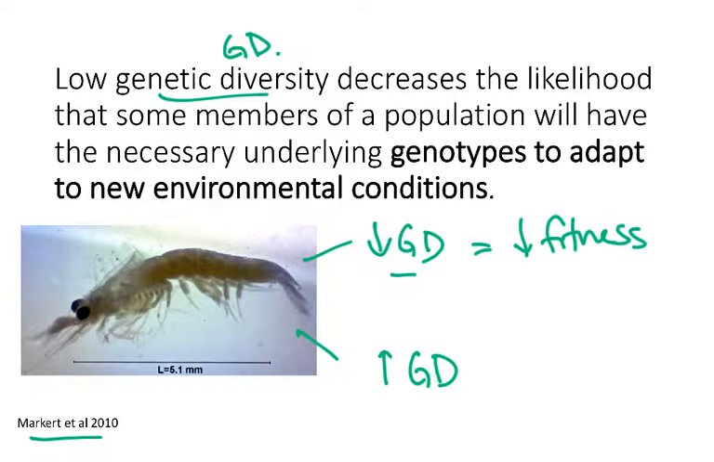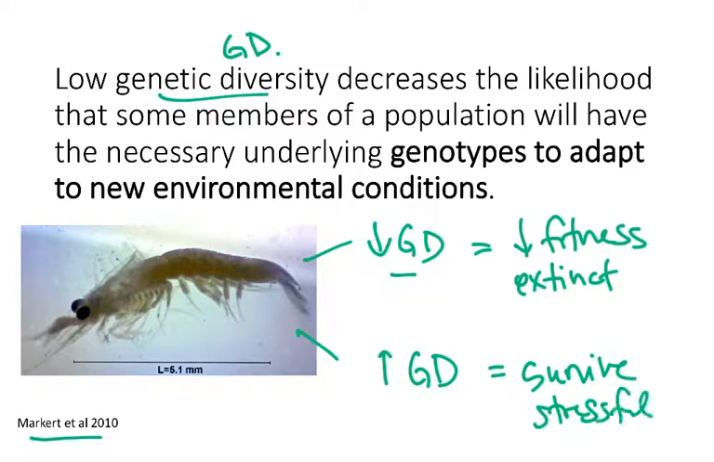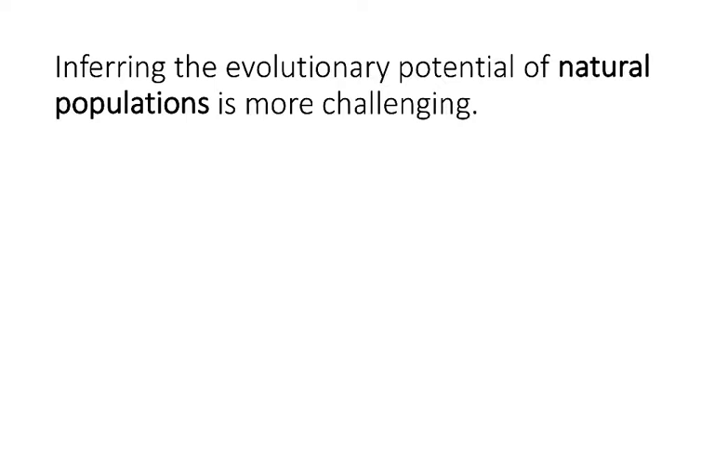and they actually ended up going extinct when the conditions that they were being housed in became stressful. In contrast, if they had high genetic diversity, they were actually able to survive those stressful conditions. So this is one example of how high genetic diversity can help a population survive in new stressful environmental conditions. Again, this study was done in the lab. It can be harder to figure out the evolutionary potential of natural populations, but we'll talk about a couple different ways you can do this using molecular data. So we'll go through in this video.